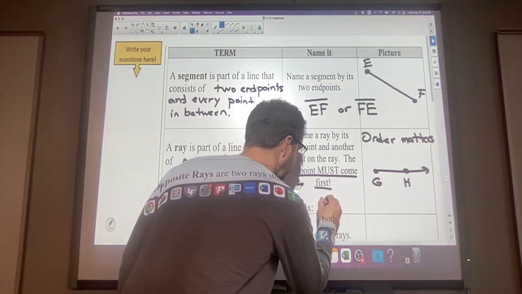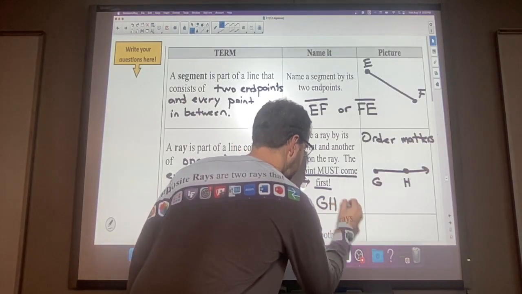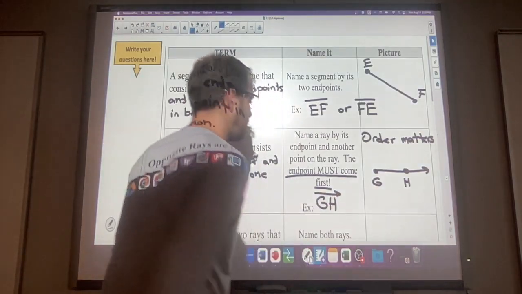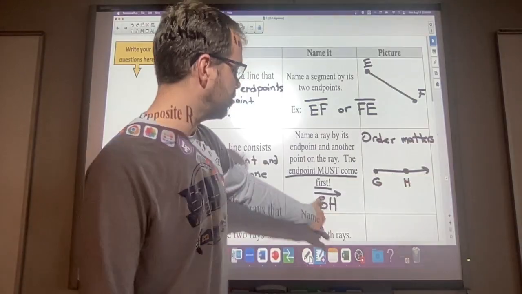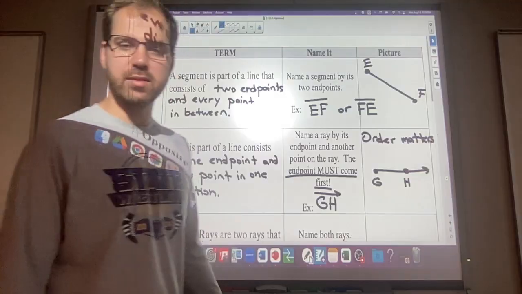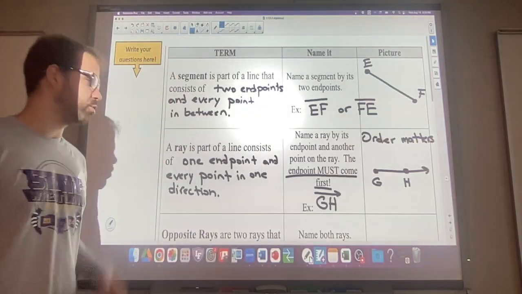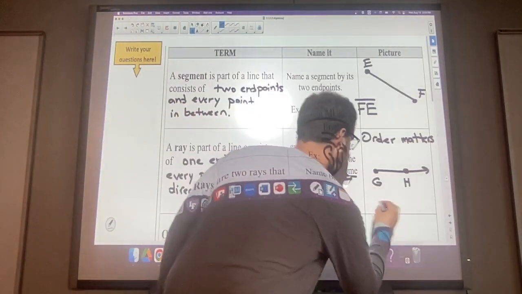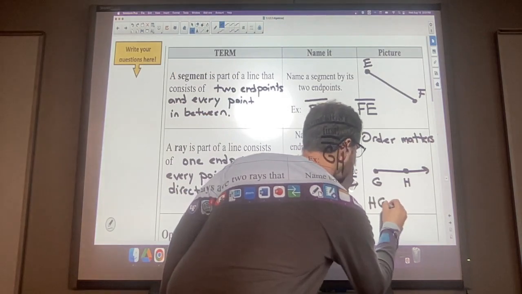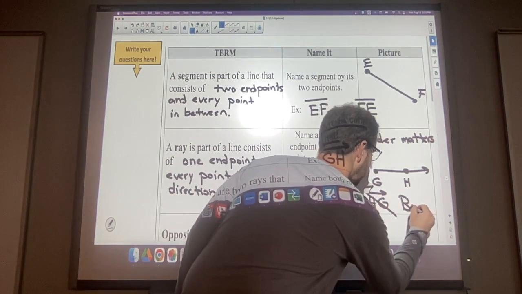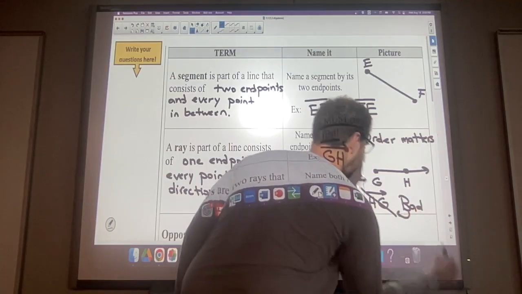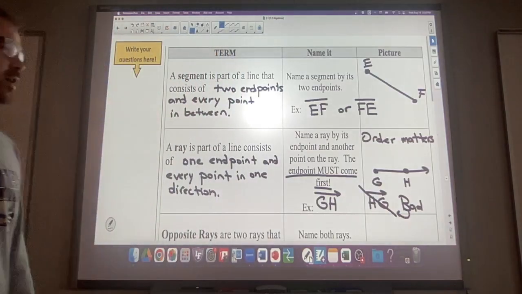And there is a symbol with this one. It's exactly what you think: it starts at G and goes through H, so there's only an arrow on the right side. Do not say HG. No, bad. Don't do that.